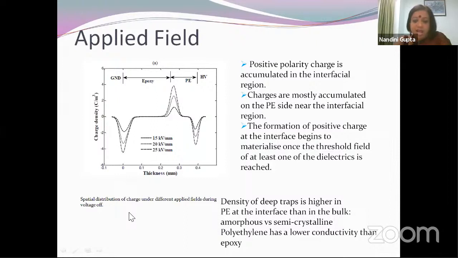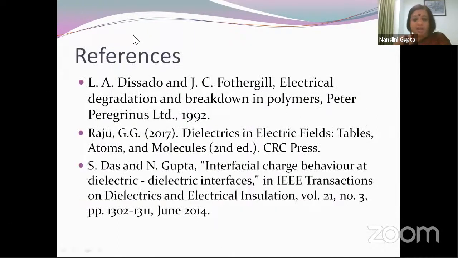The material which has a larger density of charge, which is polyethylene in this case, the density of deep traps is higher in polyethylene at the interface than in the bulk. As a result, this interfacial peak is kind of shifted towards the polyethylene rather than the epoxy, because the density of deep traps is higher in the polyethylene right next to the interface than in the bulk. And that is because of the comparative crystallinity of polyethylene and epoxy. Polyethylene has a lower conductivity than epoxy.